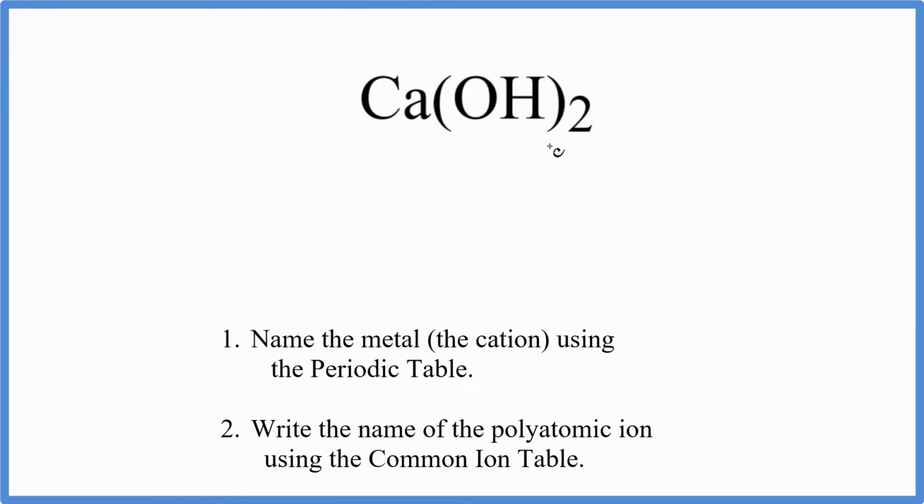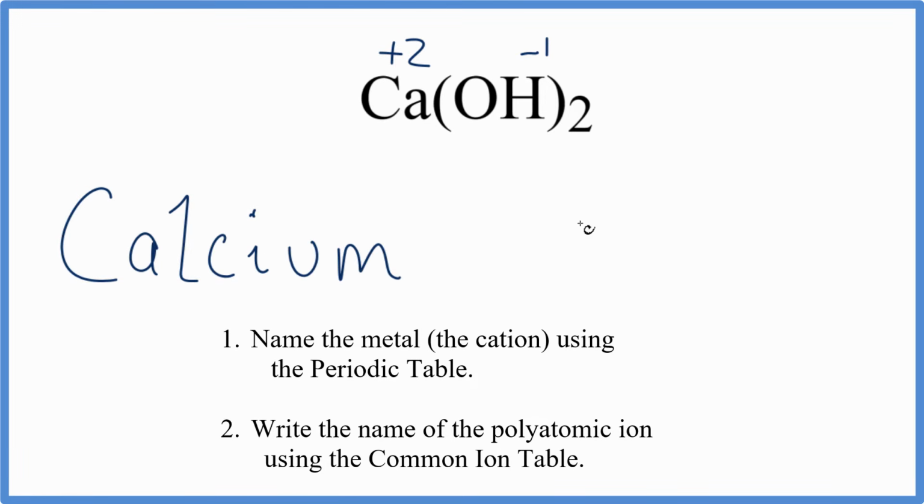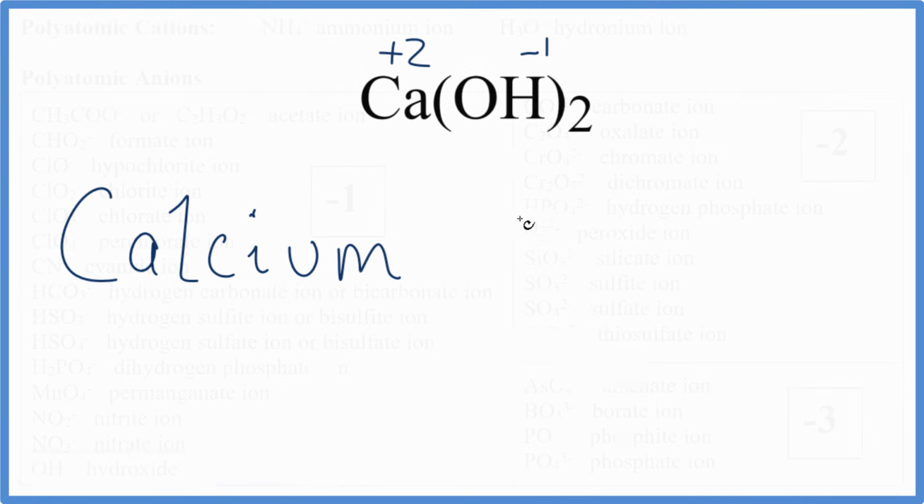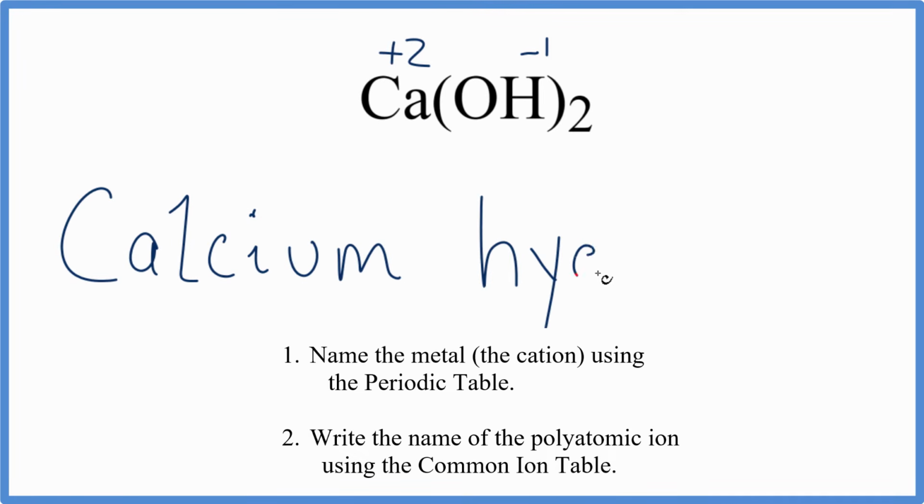For CaOH2, we have our metal and our group of nonmetals, so it's ionic. Calcium is in group 2 on the periodic table. It has a +2 charge. And then the OH is going to need to have a -1 because 2 times the -1 will give us -2, and we'll have a net charge of 0. So we look up Ca on the periodic table, that's calcium. And then we're looking for OH- on the common ion table. So we look through the table, OH-, that's the hydroxide ion. So we write hydroxide. So the name for CaOH2 is calcium hydroxide.